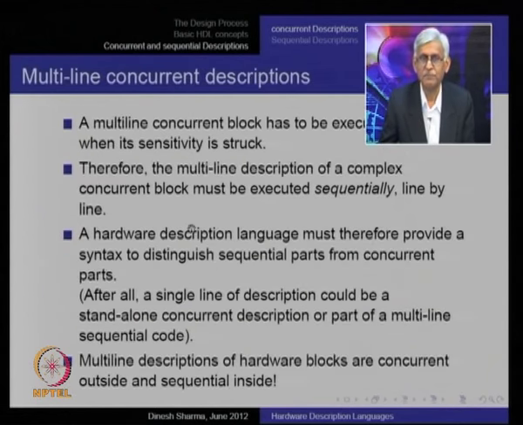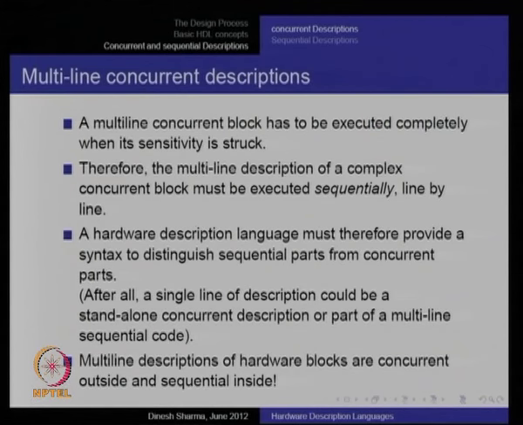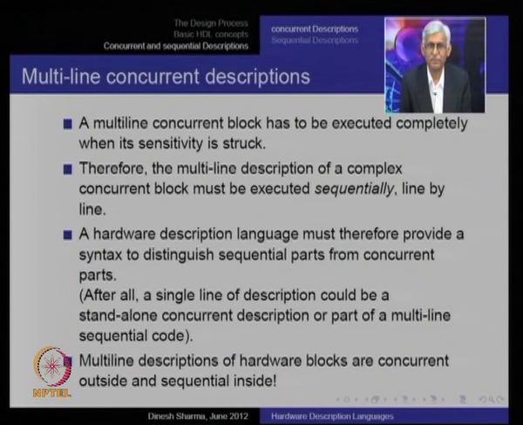We need to delimit them. So, a multi-line concurrent block has to be executed completely when its sensitivity is struck. Therefore, the multi-line description of a complex concurrent block must be executed sequentially, line by line. A hardware description language must, therefore, provide a syntax to distinguish sequential parts from concurrent parts. After all, a single line of description could be a standalone concurrent description or part of a multi-line sequential code. So you don't know whether this single line is complete by itself or is it a part of a multi-line sequential code. So we must have syntactical devices which will tell us how this line is to be treated. And multi-line descriptions of hardware blocks are concurrent outside and sequential inside.